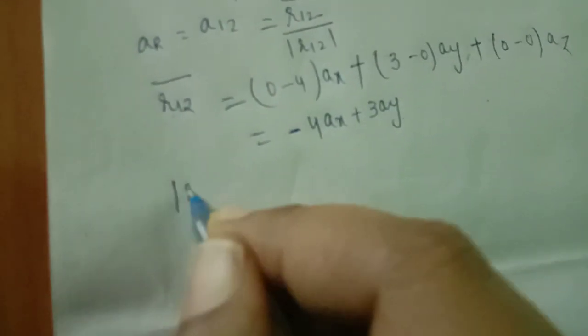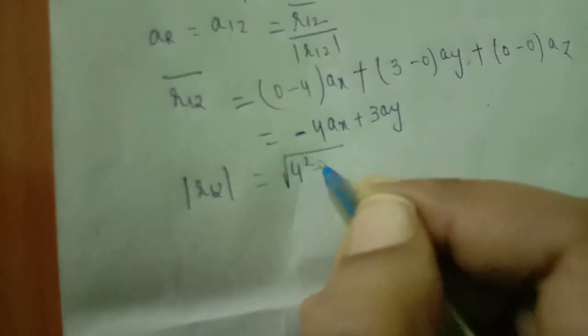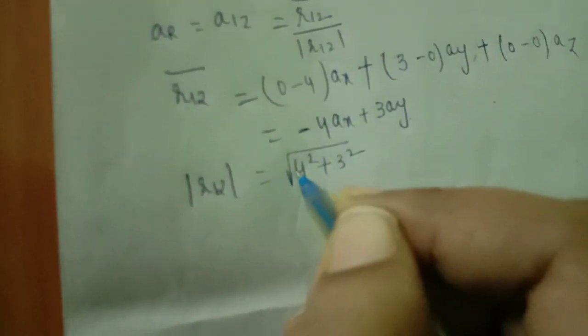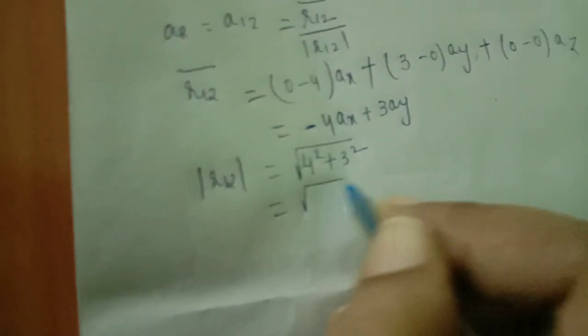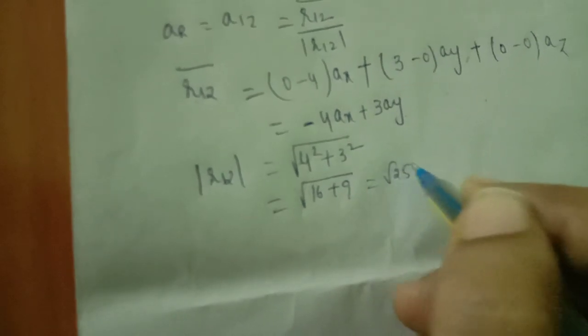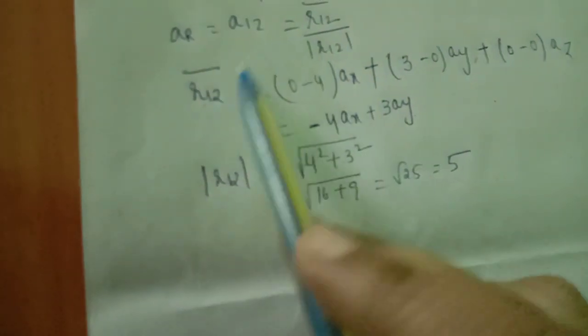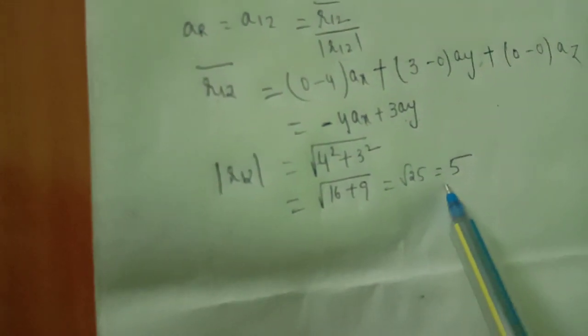So the magnitude of R12 is the root of 4 square plus 3 square, since minus 4 whole square is also 4 square. So this will be root of 16 plus 9, that is root 25, which is nothing but 5. So R12 is minus 4ax plus 3ay, and the magnitude of R12 will be 5.